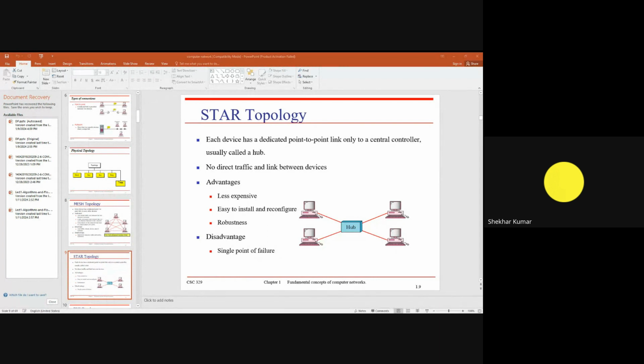So the advantage would be fast performance with few nodes and low network traffic. And the hub is easily upgraded and it is easy to troubleshoot the hub.